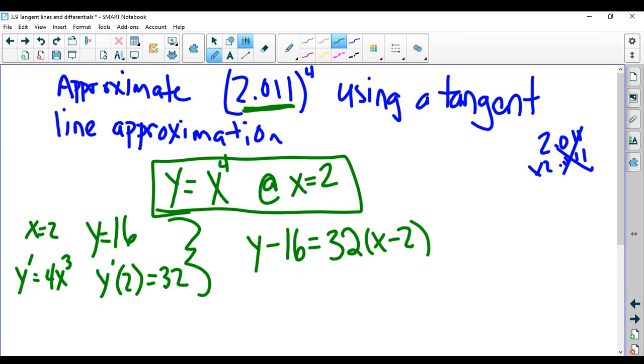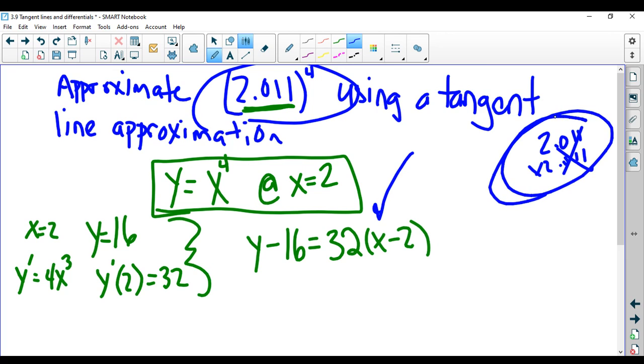This is close to 2.011. So theoretically, if we plug in 2.011 to our tangent line, we'll get something that's very close to this actual value without having to multiply it by itself 4 times. And the math is a lot easier with the tangent line.